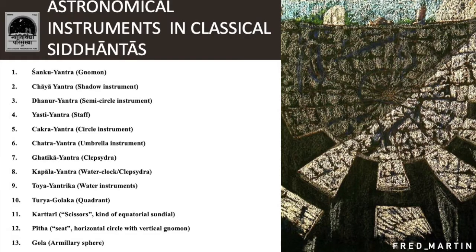So if you see the list, I have presented a list of yantras that I have considered. So the first one is of course Shankhu yantra, which is a gnomon. So this has been predominantly used in ancient India. The second is Chaya yantra, which is a shadow instrument. And then the one which is again predominantly used is the water clock or clepsydra. So you can see Ghatika Patra. So Ghatika Patra is used even today in wedding ceremonies and threading ceremonies.